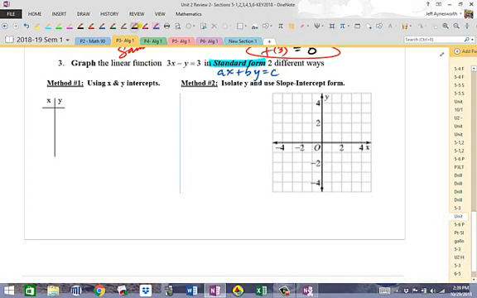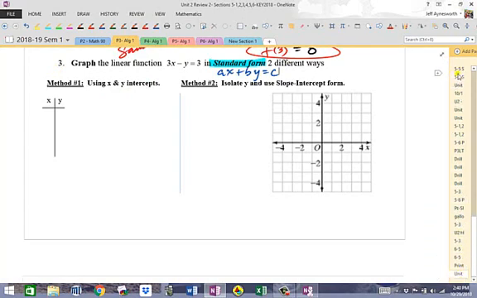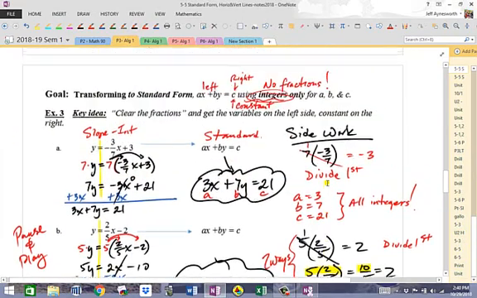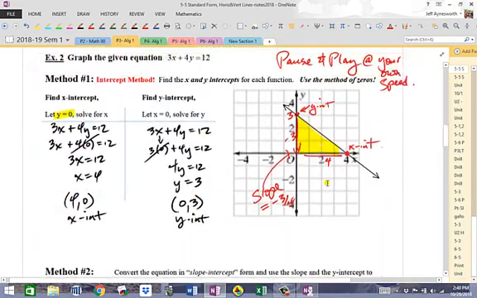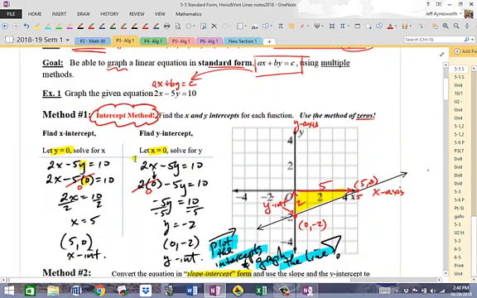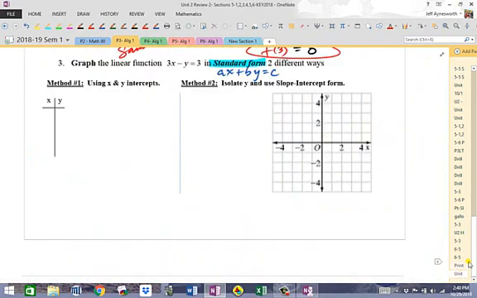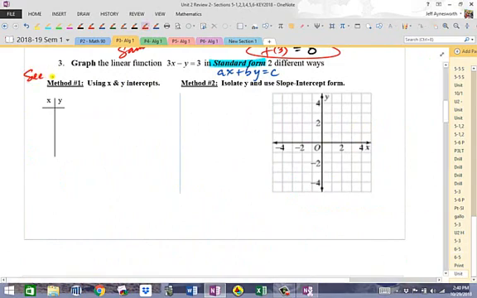Okay, so method 1 is using intercepts. I think it's earlier than lesson 5. Let me go back to 5 real quick. Yes, it is. It's lesson 5 where I talk about the intercept method and how to isolate y. So keep that in mind. I'm going to put that up here at the very top. See notes, lesson 5-5.